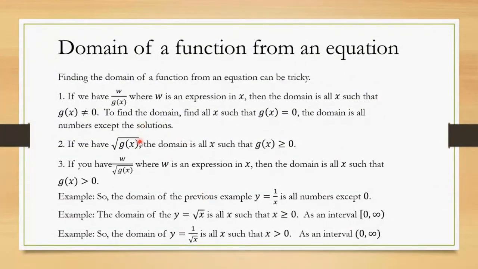But again, this is just basically how you can find the domain of a function from an equation. So for instance, I think we saw this last time, y equals 1 over x. The only time the denominator is 0 is when x is 0. So the domain would be everything else, all non-zero numbers. For the square root of x, the radicand is just x, so the domain is all x such that x is non-negative. As an interval, you can write this.